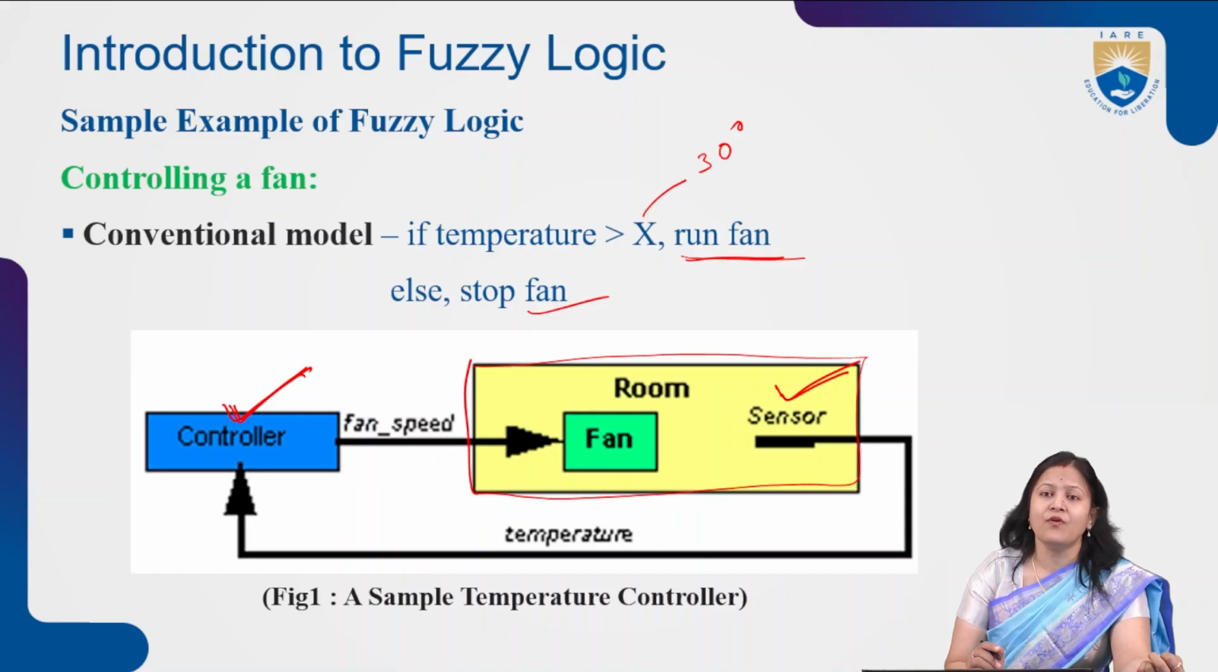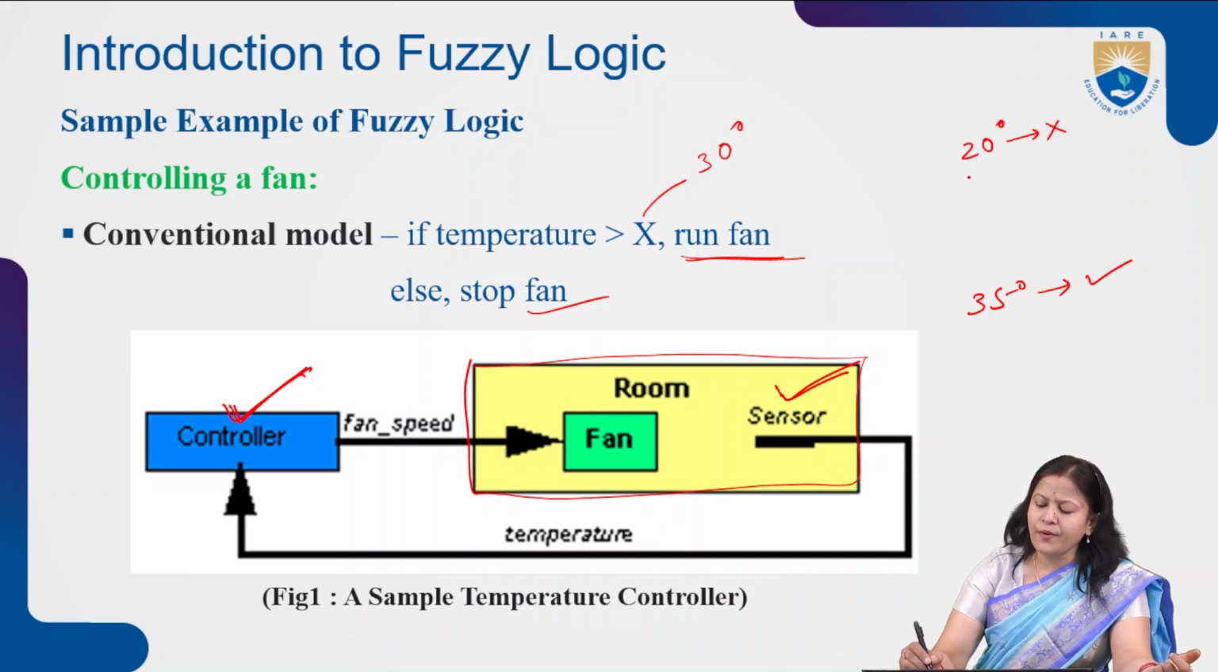But in the case of fuzzy logic, that doesn't happen. That depends upon the temperature, how much temperature the sensor is sensing. For example, we can set the minimum temperature as 20 degrees and the maximum temperature as 35 degrees. At the minimum temperature, it will switch off completely, it will switch off the AC. If it is 35 degrees, it will be running at full speed.